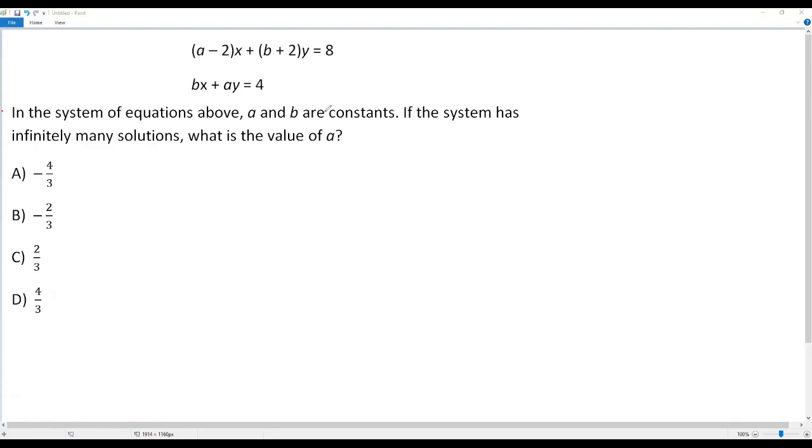Here we have a SAT math problem. Okay, let's go to the question. Here we have a system of two linear equations. In the system of equations above, a and b are constants. If the system has infinitely many solutions, what is the value of a?